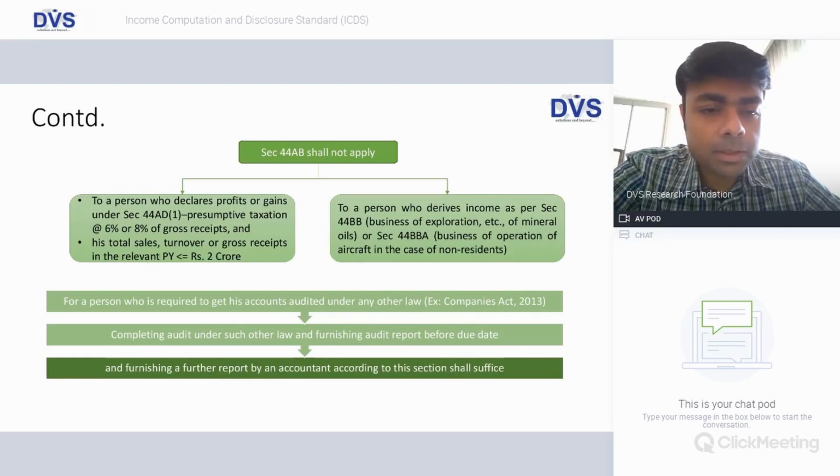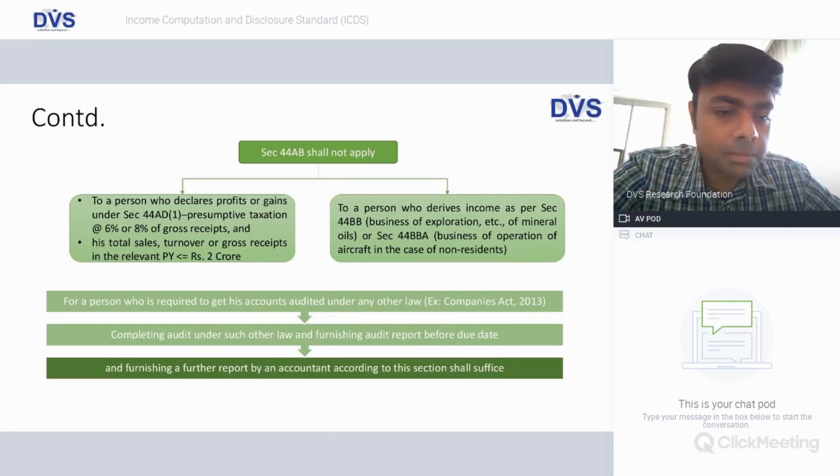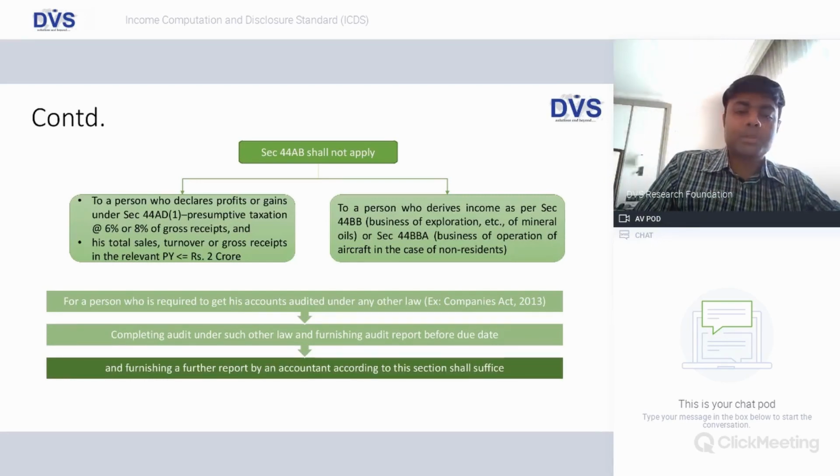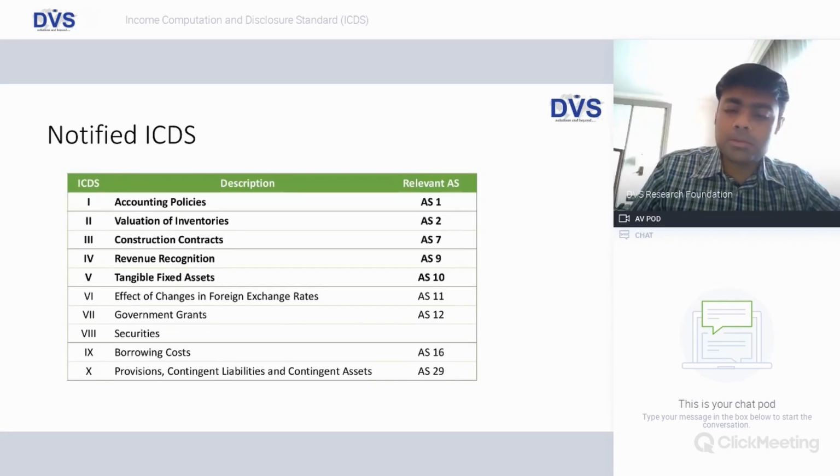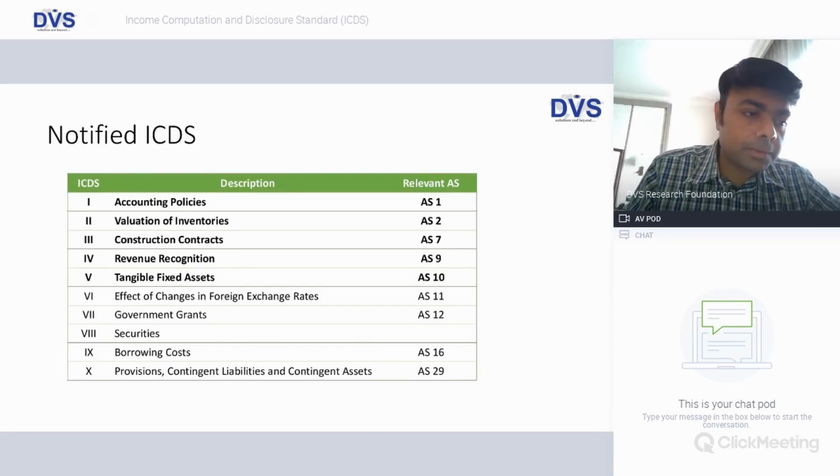Similarly, a person who comes under the ambit of 44BB or 44BBA, which specifically deal with the operation of ships, aircrafts, and mining and exploration businesses. So these are SSCs who will not come under the ambit of 44AB.